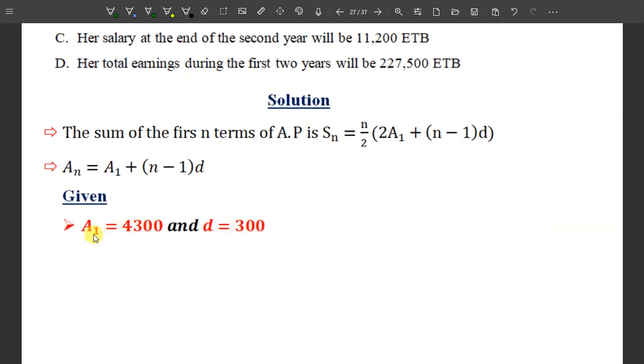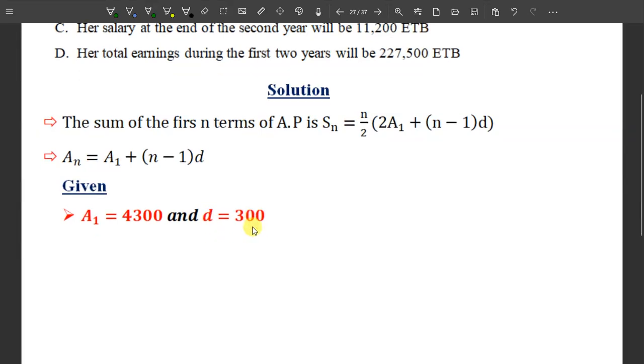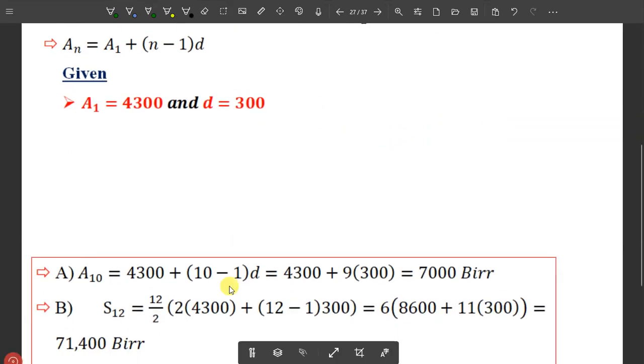A1, the first month, the initial salary of the lady is 4,300, and we say the common difference, since each month 300 Ethiopian birr is added to her salary, then D must be equal to 300. And here is the solution.